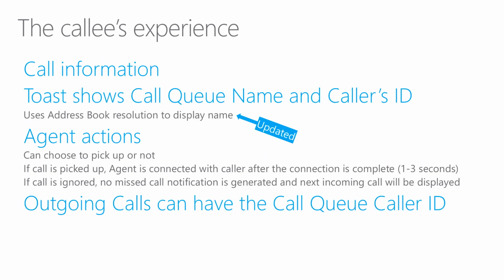So what's the experience of the callee? When I'm an agent and getting the call, I will get call information. The toast will show me the call queue name and the caller's ID. We will use address book resolution to display the name. My actions are that I can either pick up or not. If I pick up, then I'm connected with the caller after the connection is complete, which can take between 1 to 3 seconds. If we ignore the call, no missed call notification is generated and the next incoming call will be displayed. Outgoing calls can have the call queue caller ID if we have enabled number suppression.